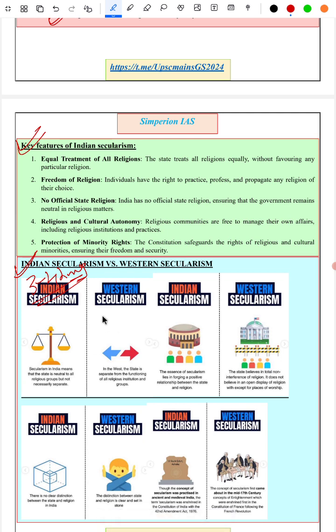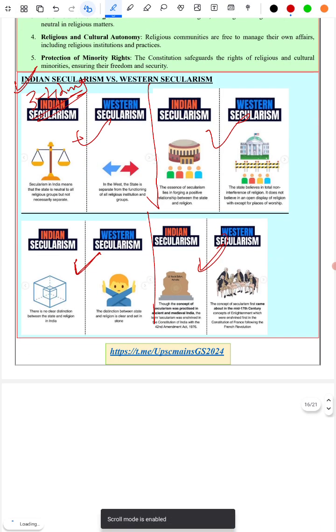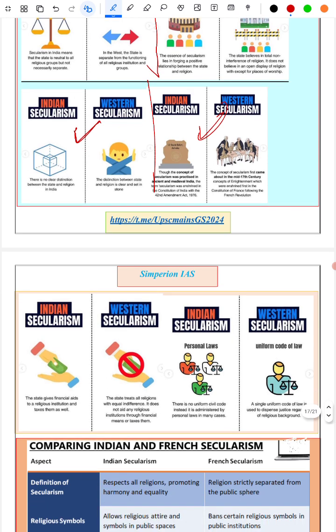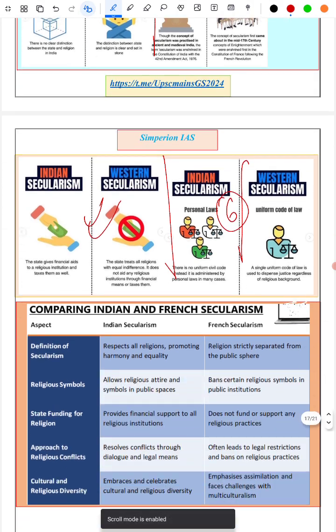We have given the first point, Indian and Western secularism. Second point, third point, fourth point, and next the fifth point and the sixth point. So we have given a 6-point comparison in a very easily readable format. In the picture format, you can easily consume the content.